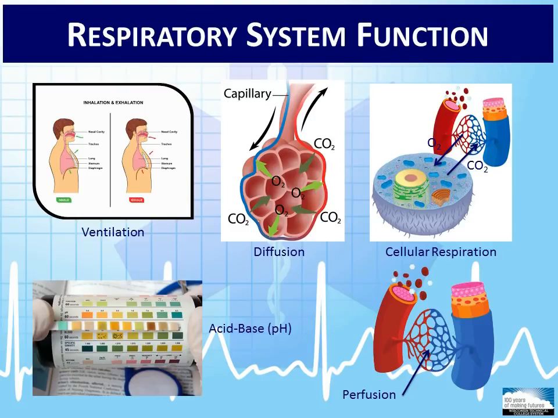Carbon dioxide is a byproduct of cellular metabolism, and we expel carbon dioxide from our body by exhaling. Carbon dioxide is also acidic. As a result, an increase in respiratory rate results in more carbon dioxide being expelled, making the body more alkaline. A decrease in respiratory rate, on the other hand, retains carbon dioxide, making the body more acidic.